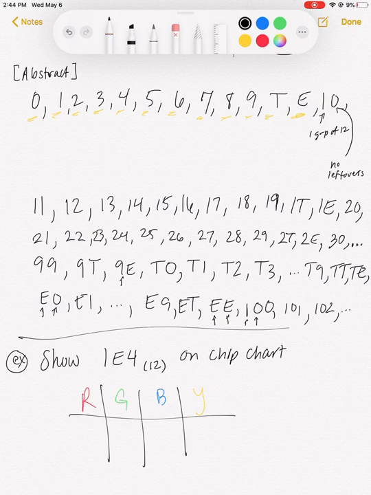Okay, so for 1E4, I'm going to start with the yellows. There's 4 yellows. For blue, there are 11 blues. Okay, so I can go ahead and just put a bunch of dots. 1, 2, 3, 4, 5, 6, 7, 8, 9, 10, 11 blues. And for green, there is one green. Okay, so that's how you do 1E4 base 12 on your chip chart.